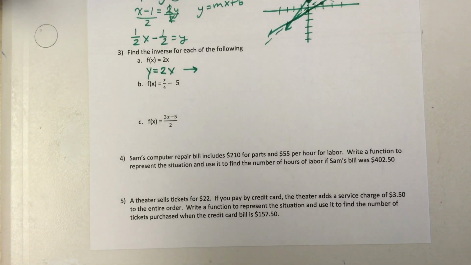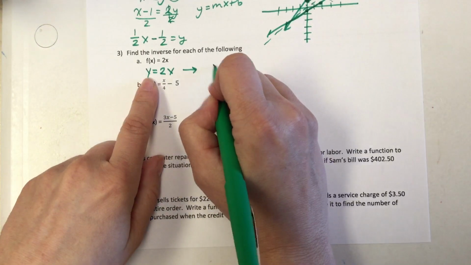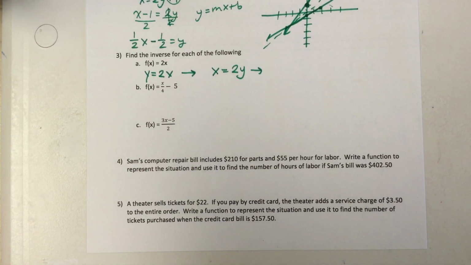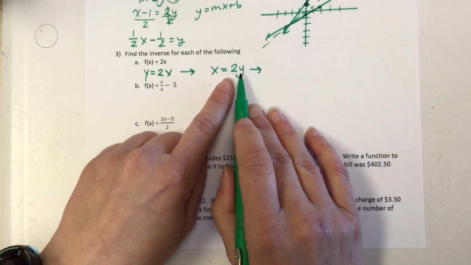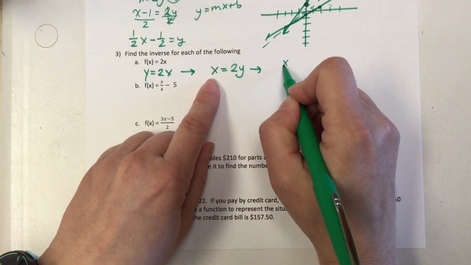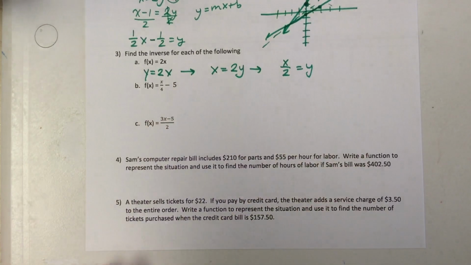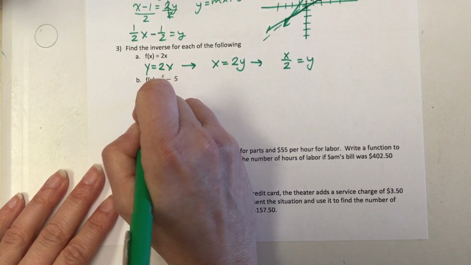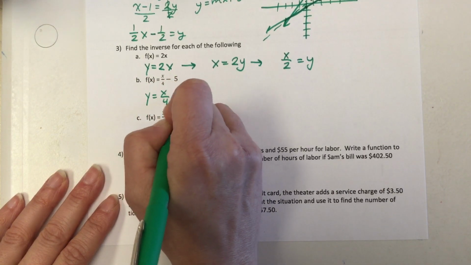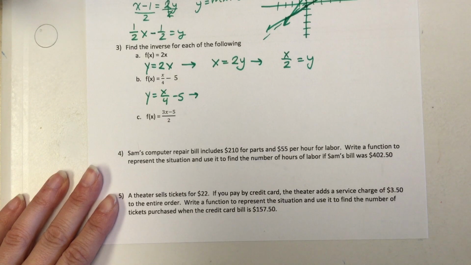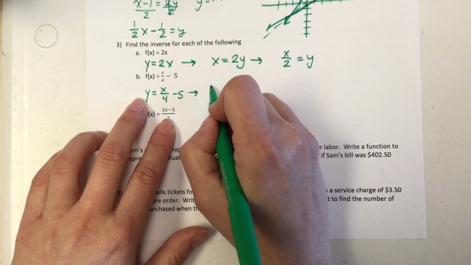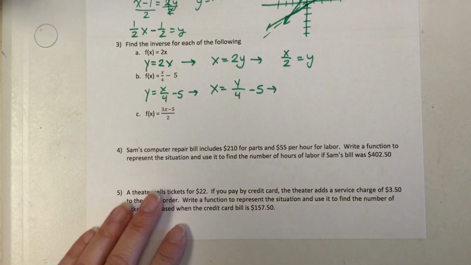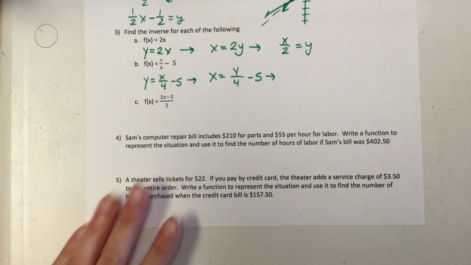Step 2, definition of an inverse, you switch x and y. So this becomes x equals 2y. That's 2 points. Your third point, you want to solve for y, so I need to divide both sides by 2, so x over 2 equals y. There are your 3 points. Let's do a couple more. Step 1, f of x changes into y. There's step 1. That's 1 point. Step 2, definition of an inverse, your y becomes your x and your x becomes a y. There's your second point. Last point, you have to solve for y.